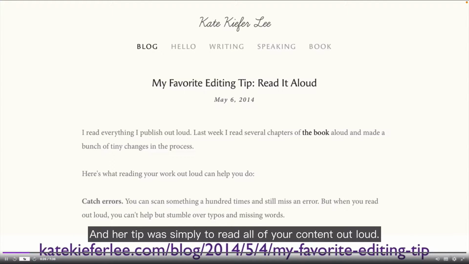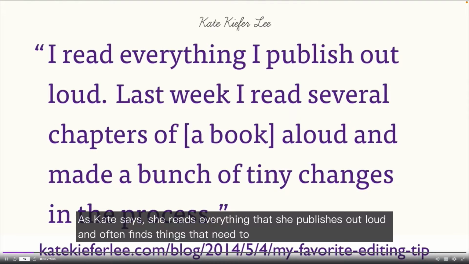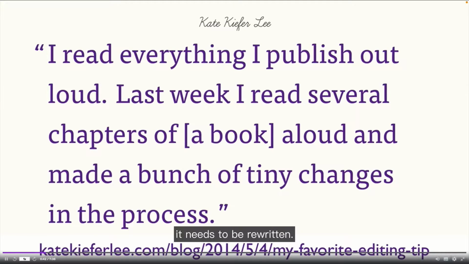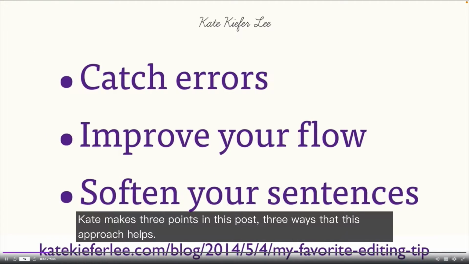And her tip was simply to read all of your content out loud. As Kate says, she reads everything that she publishes out loud and often finds things that need to be changed. So when you're reading content, if it sounds stilted or if it sounds unnatural, that's a sign that it needs to be rewritten. And this is also a really great way to find typos. Kate makes 3 points in this post, 3 ways that this approach helps.